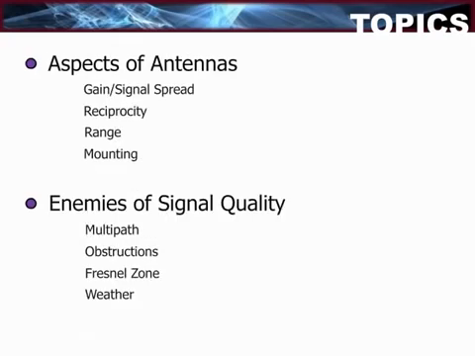Antennas have several aspects that need to be considered when designing an RF system. First is typically gain, which is closely related to signal spread. Reciprocity states that an antenna not only focuses outgoing signal from the transceiver, but also focuses incoming signal to the transceiver. Antennas heavily influence the range between two RF devices.